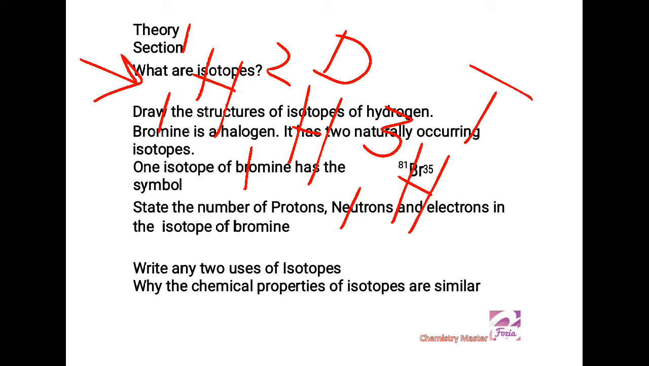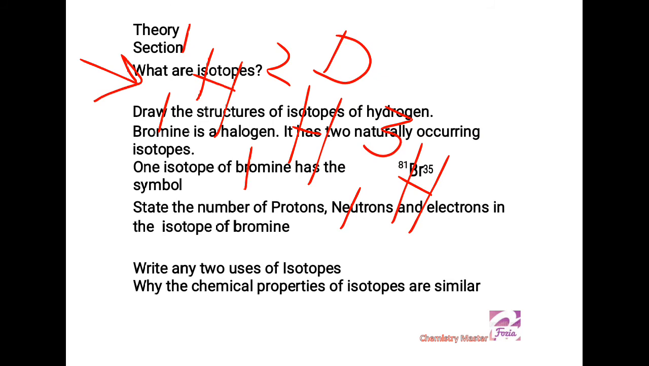Now you can draw their structures keeping in mind that all of the atoms of these 3 isotopes have 1 proton in the nucleus and 1 electron in its orbit. And when you subtract the number of protons from the mass number, you get the number of neutrons, and neutrons will be placed in the nucleus.